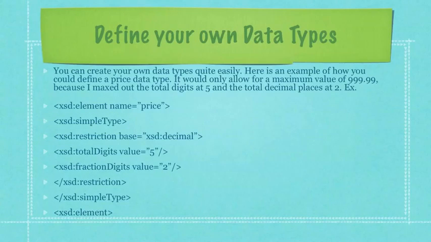Here's an example of how you could define a price data type. It would only allow for a maximum value of $999.99 because I maxed out the total digits at 5 and the total decimal places at 2, as you can see here in this example, where I'm using an already defined data type being decimal and then stating the maximum number of digits at 5 and the maximum number of decimal places at 2.